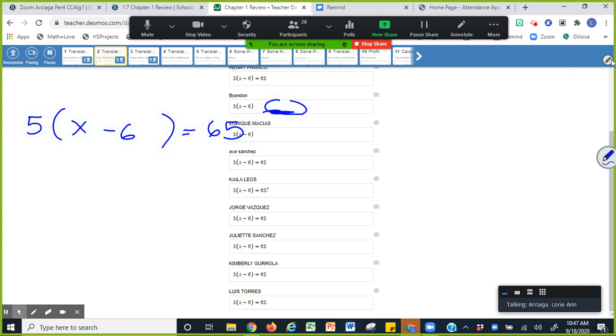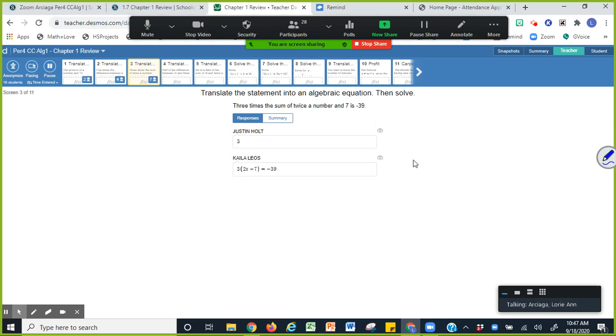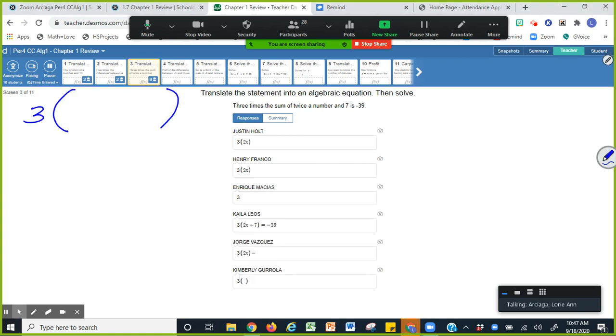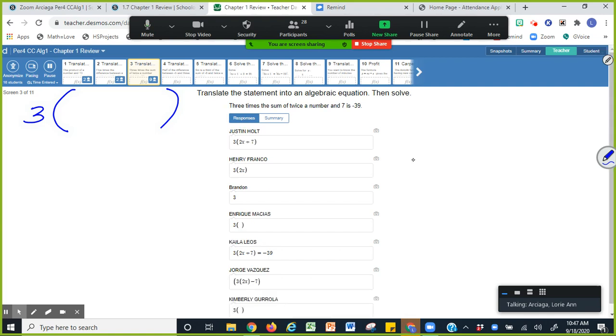Next. All right. Good. You copied all the equation already? Cool. So later on, you're going to practice how to solve. Next. Number 3. 3 times the sum. It didn't say 3 times the number. I like how Justin, Henry, Kayla, and George wrote that parentheses already. Twice. So 2 times a number plus 7. That's great. And Kayla is already done, equal to negative 39.